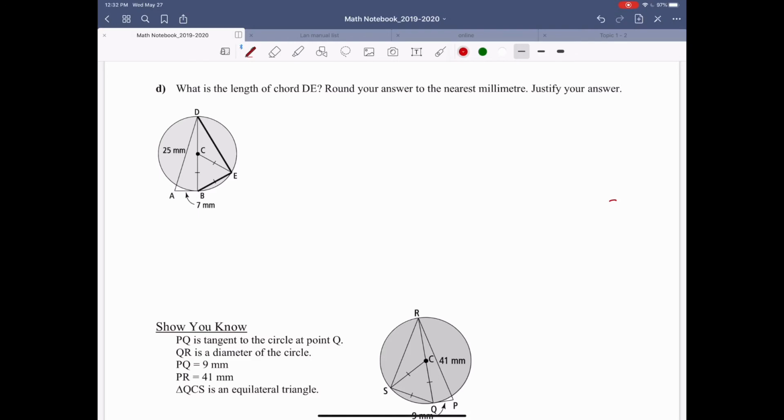Okay, length of the chord DE. Do we know this is 90 degrees already? We proved it from the last question. Okay, this is 90 from the previous one. So this is a right triangle.